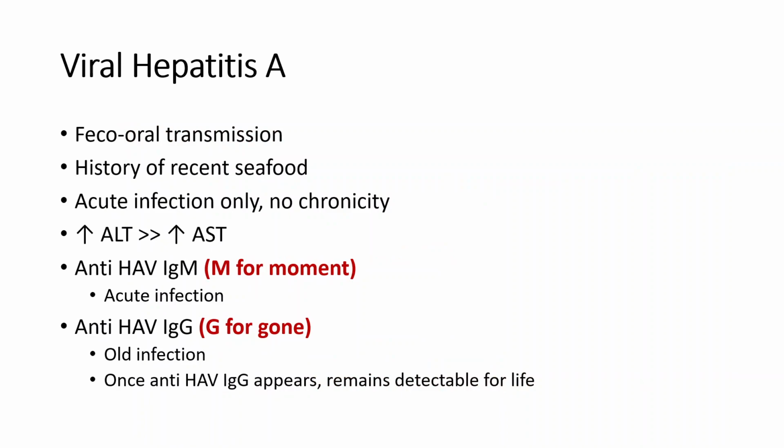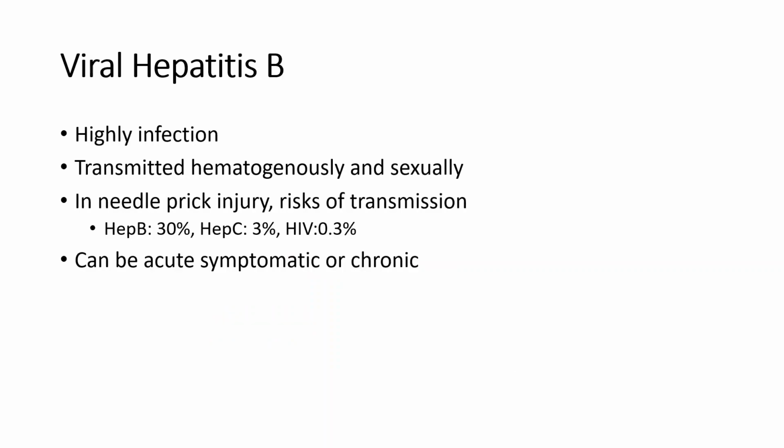Viral hepatitis A, fecal-oral transmission, has only acute infection, does not have a chronic phase. Liver enzymes greater than AST. Now the anti-hepatitis A virus IgM, M for moment, ongoing, now, acute infection. Anti-hepatitis A virus IgG, G for gone, old infection. Once G appears, it lingers. Some use IgM as mother, IgG as grandmother. Mother now, grandmother, time has passed.